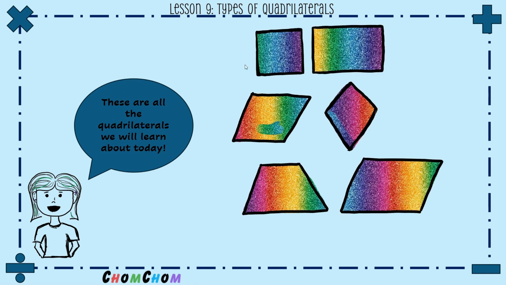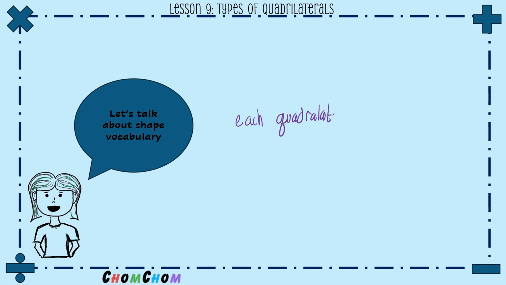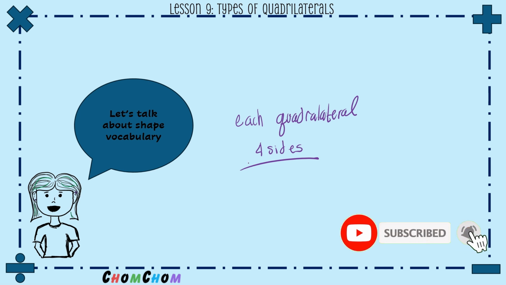All right, these are all the types of quadrilaterals that we are going to learn about today. So, let's talk about some shape vocabulary. General things just about shapes. Each quadrilateral has 4 sides. That's what defines them as a quadrilateral, right? We just need 4 sides and rearrange things. But we also need something else.